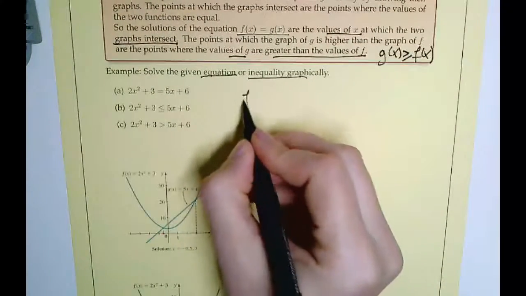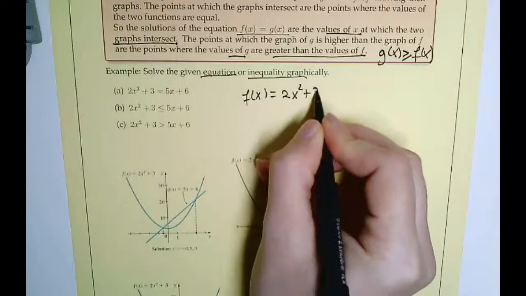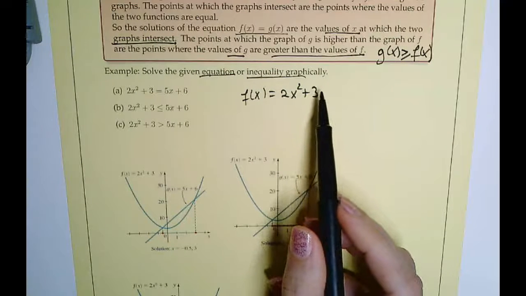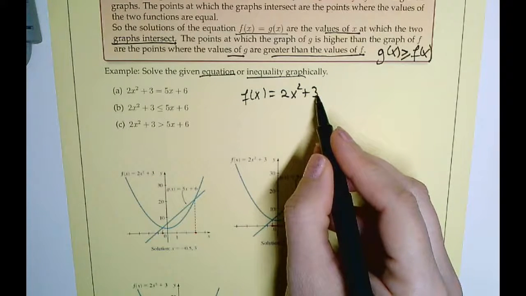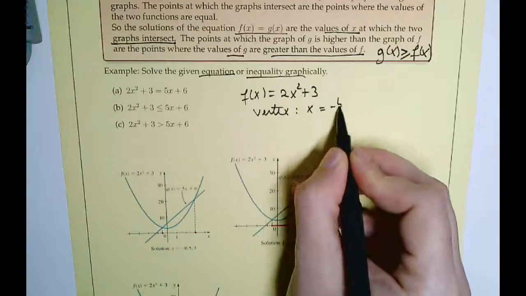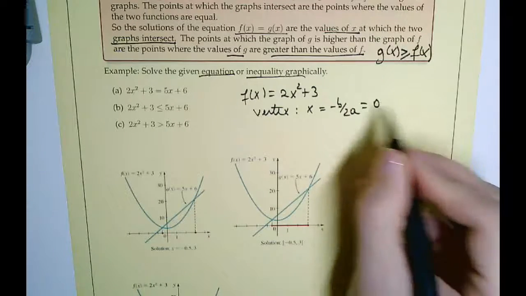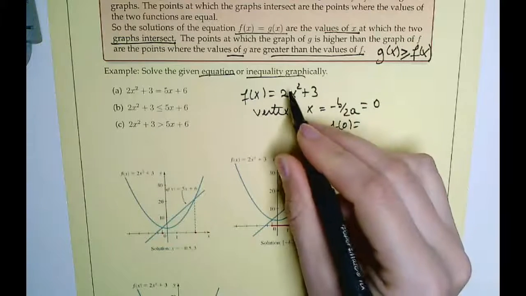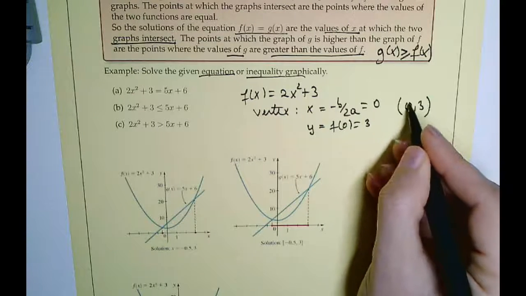If I let f of x be the left-hand side, 2x squared plus 3, this is just a parabola opening up, and the vertex is at 0, 3. Remember, the x-coordinate of the vertex is negative b over 2a, but b in our case is 0 because it's not there. And then the y value of the vertex is going to be f of 0. When I plug in 0 in the function, I get 3. So the vertex of this parabola is at 0, 3.